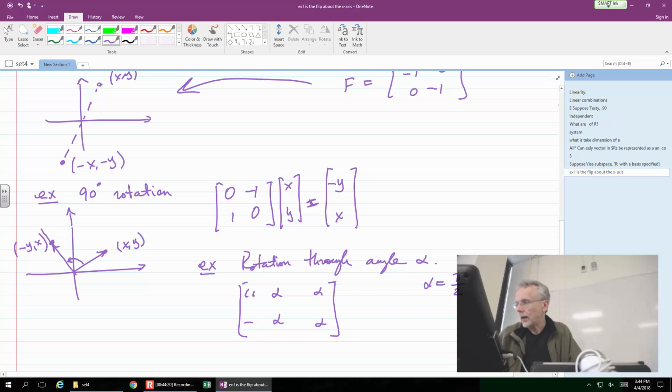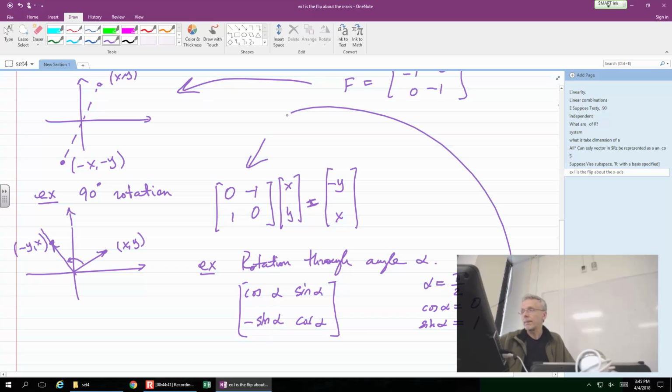So cosine on the diagonal, cosines on the other diagonal sines with one negative. Okay, so once again, if alpha is pi over 2, cosine of alpha then is equal to 0, and sine of alpha is equal to 1. And that's how you get this matrix over here. That particular case.